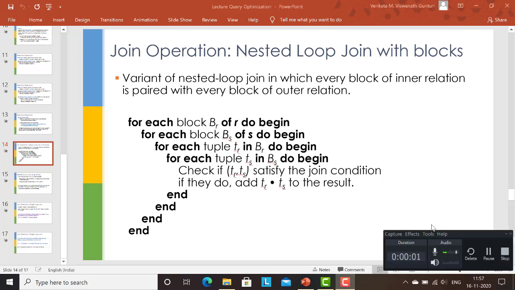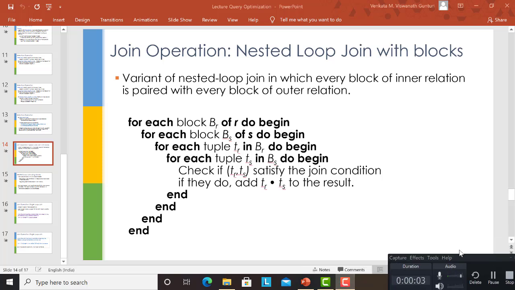Hello everyone. In this video, I'm going to talk about two query processing algorithms for the join operation. More specifically, we are going to cover nested loop joins and single loop joins.